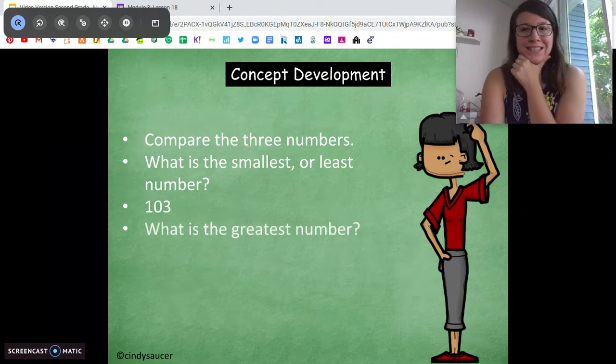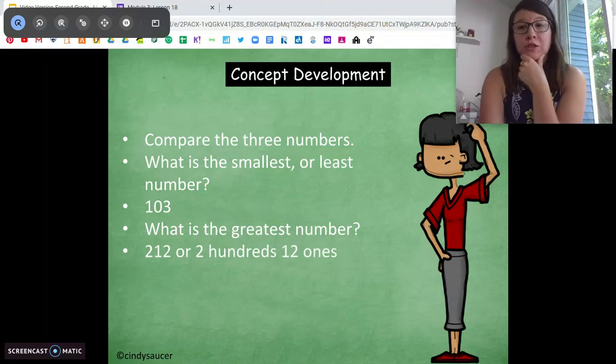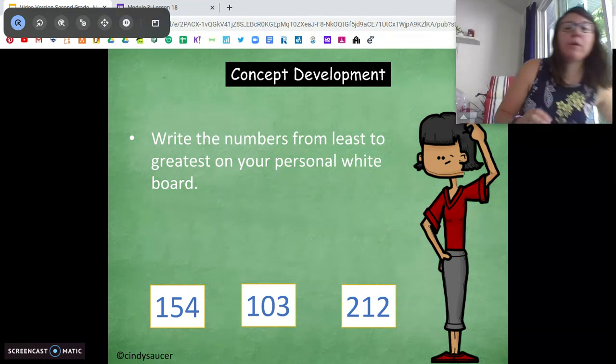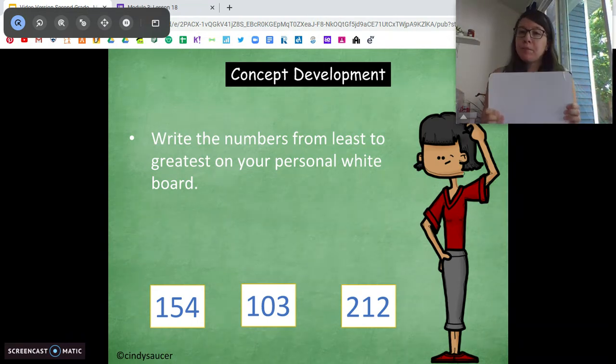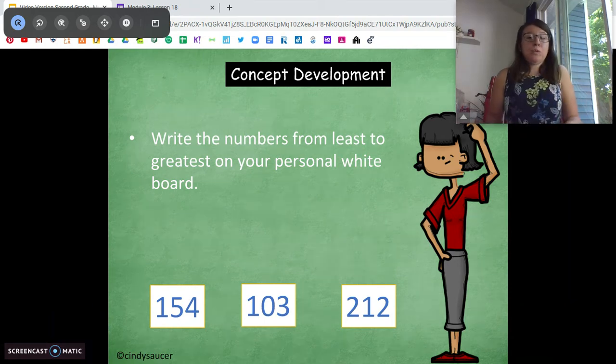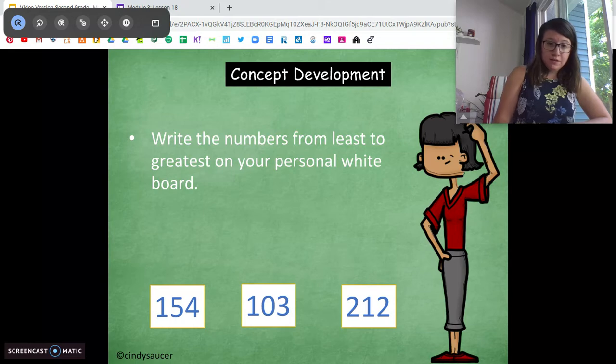What's the greatest number? Look at your hundreds place. Very good. 212, or 212 ones. So now, what I want you to do is back on your paper where you solved your application problem, I want you to put these numbers in order from least to greatest, from smallest to biggest. So go ahead and do that now. Put them in order from smallest to greatest. I'm going to do the same thing on my board. Pause the video, do that now.